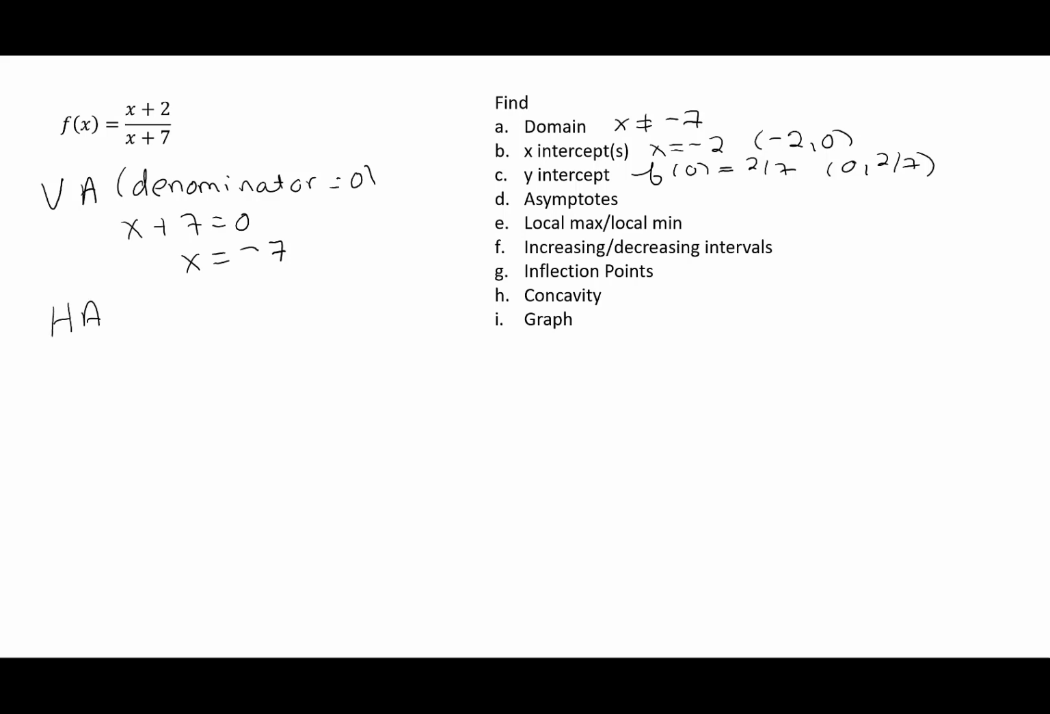Horizontal asymptote, we have those 3 rules. This particular time I have x on top, x on bottom, they're the same power. My asymptote would be the coefficients 1 over 1. So see how I can put a 1 in front of the x, a 1 in front of the x, 1 over 1 is 1. So I have y equals 1 as my horizontal. Having a horizontal says I do not have an oblique, so I'm going to write the word none there just to emphasize that I don't have an asymptote.